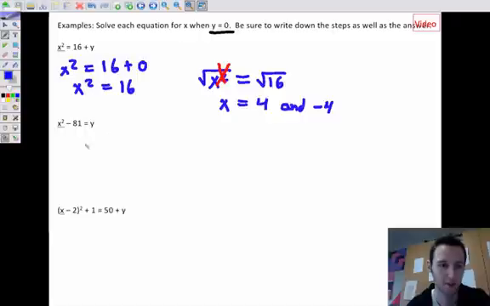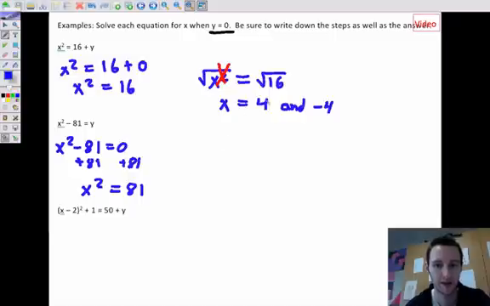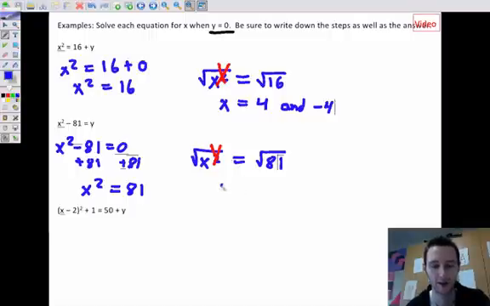The next example, again, plug in y equals 0. x squared minus 81 equals 0. I'm just going to add 81 to both sides. Get x squared equals 81. And then just like what you had up here, square root the x squared, and then you have to square root the 81. That squared and the square root cancel each other out. You have x equals 9 and negative 9. Again, don't forget that negative 9.